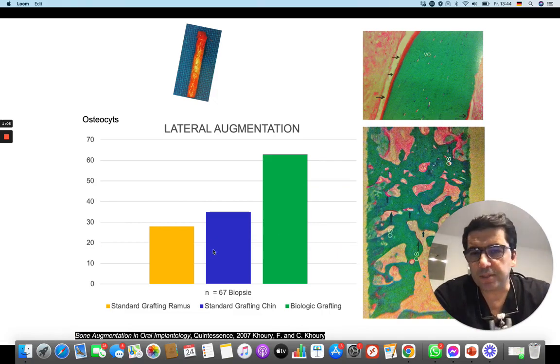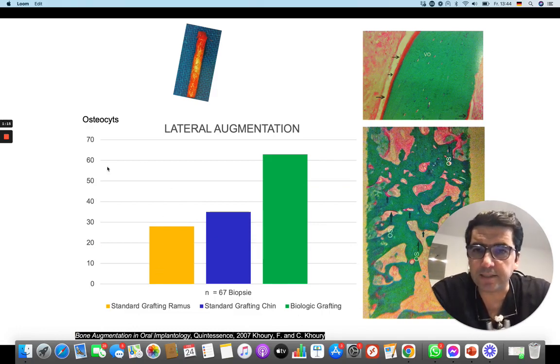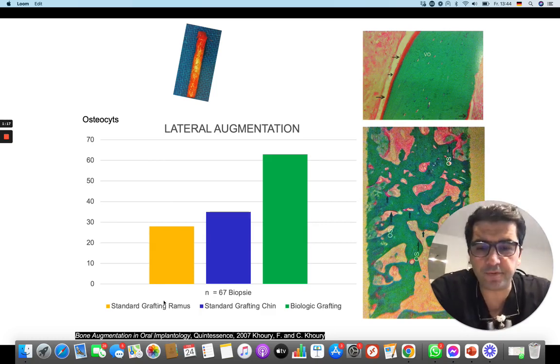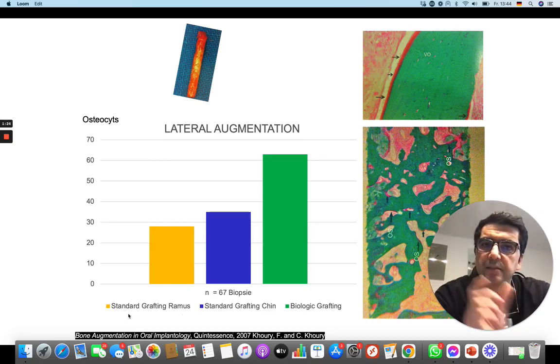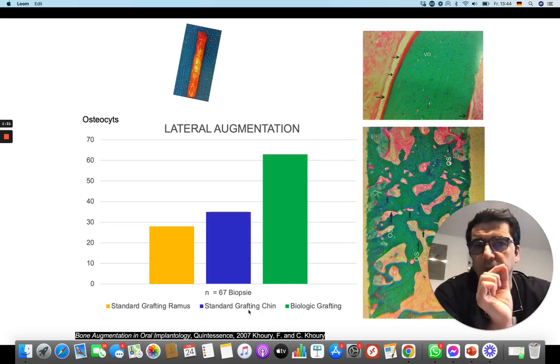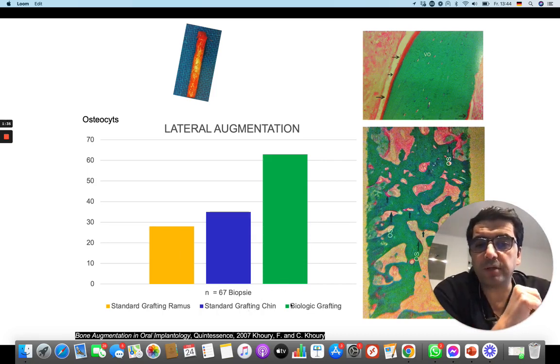This was a clinical study done by Professor Khoury, and you can find it in the 2007 book Bone Augmentation in Oral Implantology. It is a study between different bone grafting techniques. One was harvesting from the ramus as a solid standard thick block. This is the yellow one. The other one is from the chin, another structure close to the retromolar. The last one is the biological concept according to Professor Khoury.